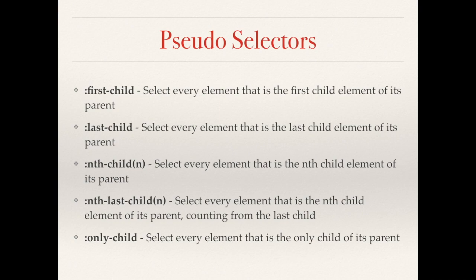Colon first-child selects every element that is the first child of its parent element. Colon last-child selects every element that is the last child of its parent element. Colon nth-child(n) selects every element that is the nth child of its parent element. Colon nth-last-child(n) selects every element that is the nth child of its parent element, counting from the last child. Colon only-child selects every element that is the only child of its parent element.